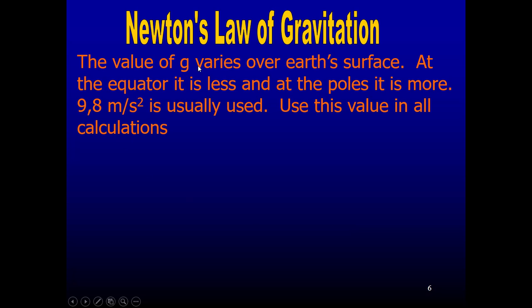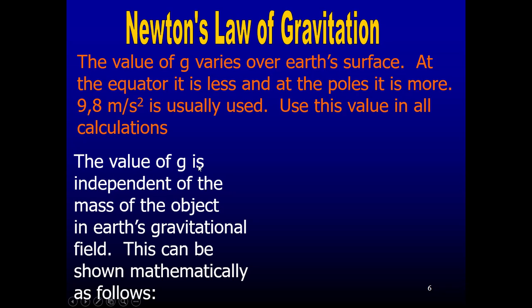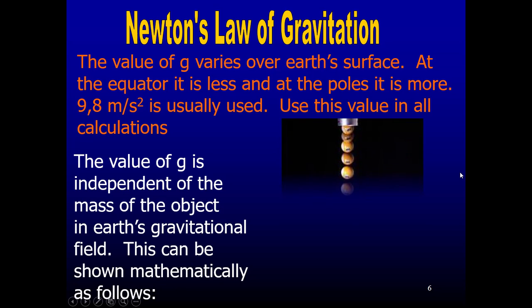So the value of small g varies over the Earth's surface. At the equator it is less, and at the poles it is more. So we usually just use 9.8 meters per second squared. Now, the value of g is independent of the mass of an object in the Earth's gravitational field. This can be shown mathematically as follows.